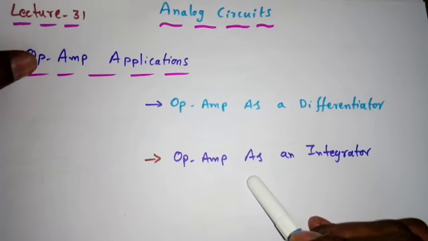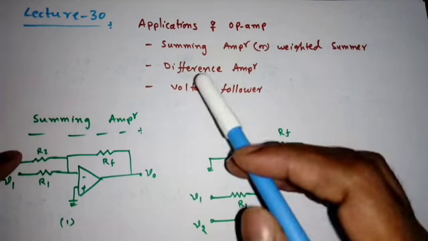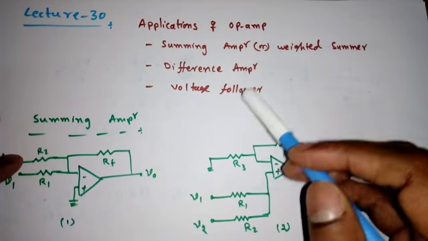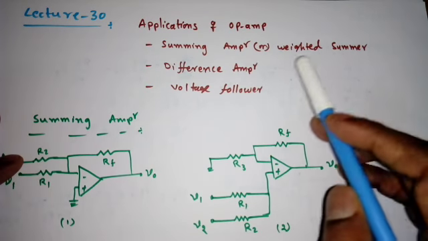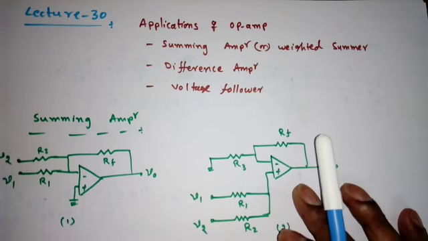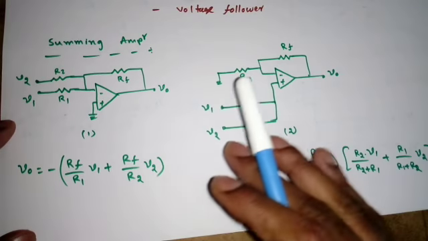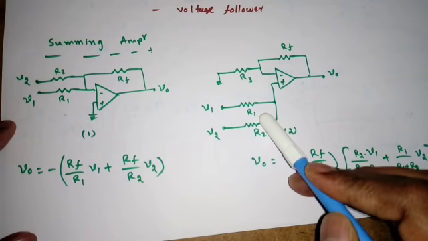Before we discuss these two applications, first we will see what we have discussed in the previous lecture. In the previous lecture, we have discussed three applications of op-amp. There is summing amplifier, or we can say weighted summer, then difference amplifier, and finally we have seen voltage follower. In summing amplifier there are two configurations, that is using inverting configuration and non-inverting configuration.